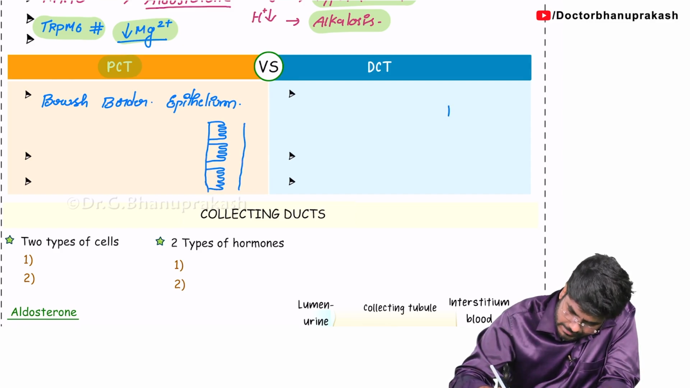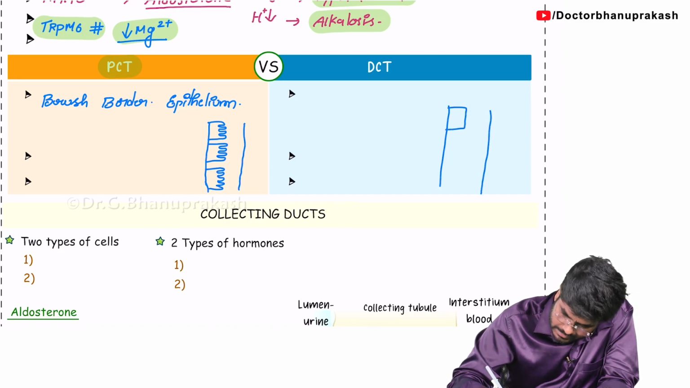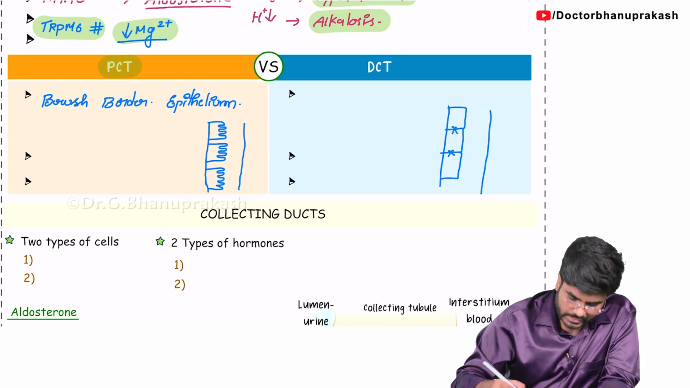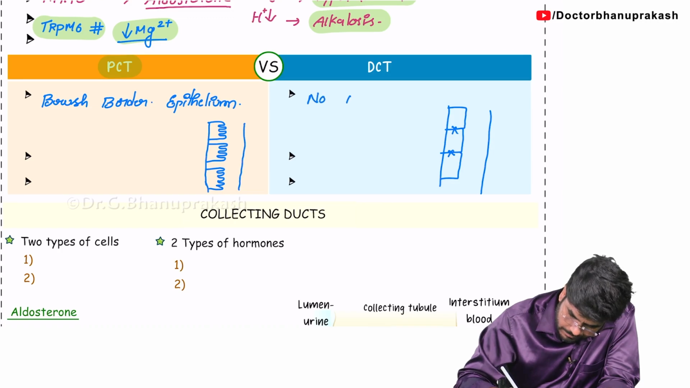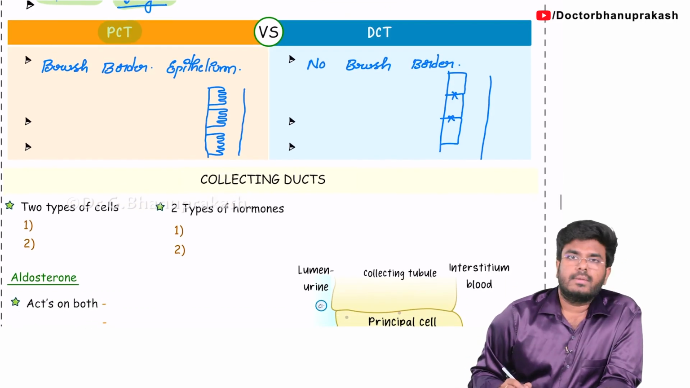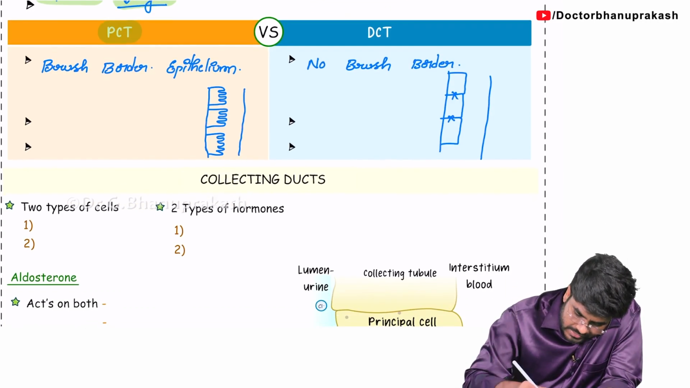But if you look at the DCT, how is the DCT going to be? The DCT cells do not have any brush border. These cells are tightly attached to one another. There are no gaps, right? No brush border. Next up, because of these gaps, what is the importance of these gaps?